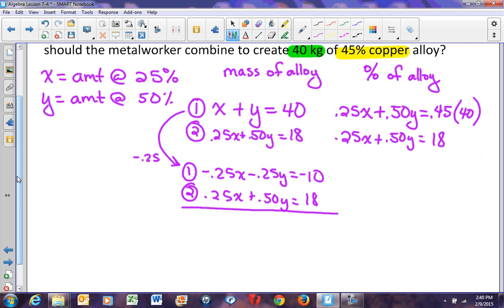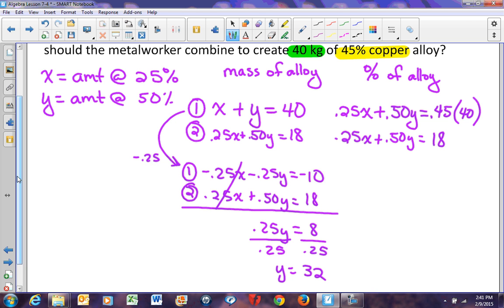So in solving this, the x's cancel. Negative 0.25y plus 0.5y is 0.25y. And negative 10 plus 18 is 8. Divide by 0.25. y equals 8 divided by 0.25, which happens to be 32. Which seems reasonable. It's less than 40. So I know I'm at least reasonable here, and I know I need a lot more of the 50% alloy than I do the 25% alloy because I have to get to 45%.